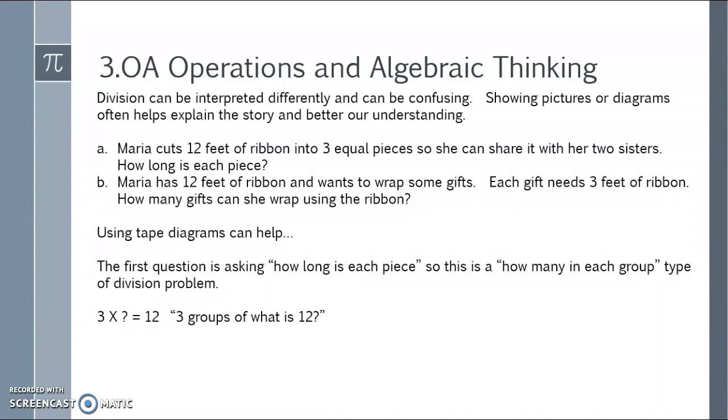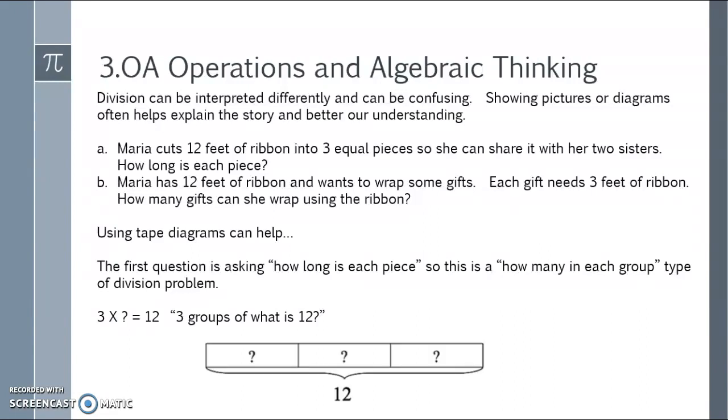So this is a how many in each group type of division problem. So 3 times how many is 12. 3 groups of what is 12 is what we're thinking. So we have our tape diagram. All together we have 12, and we need 3 of how many to get to 12?